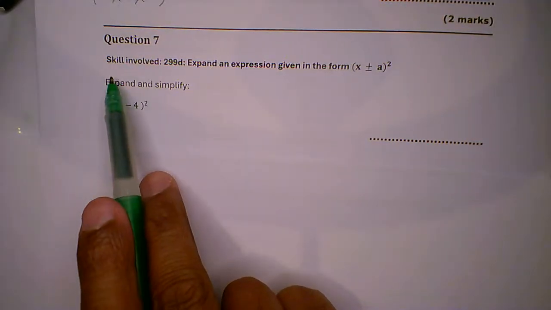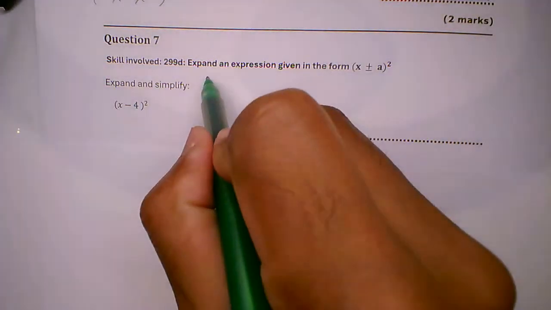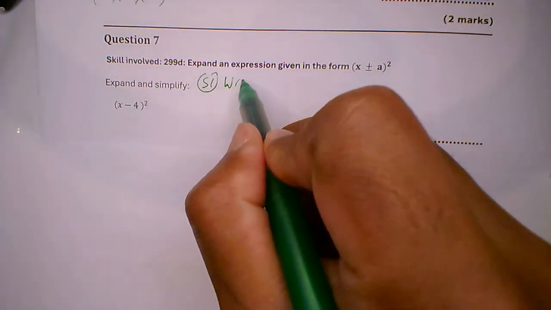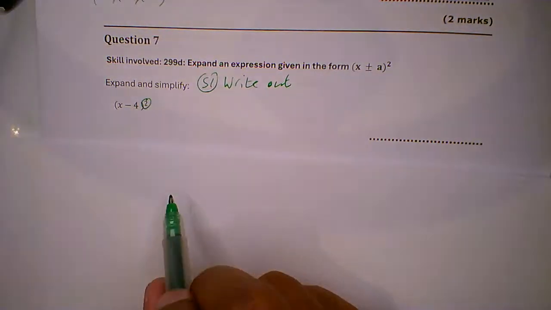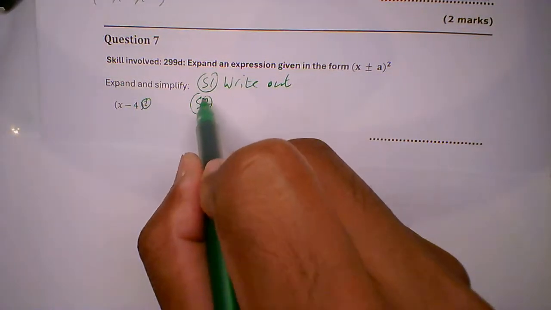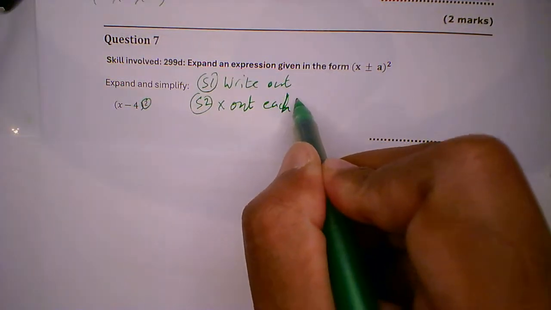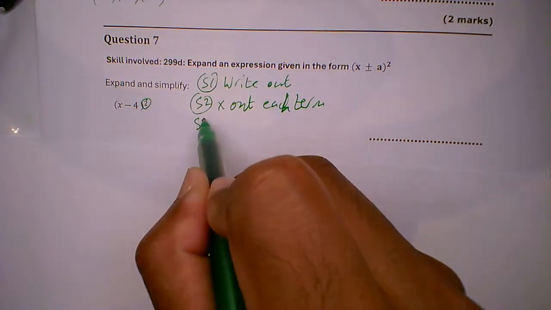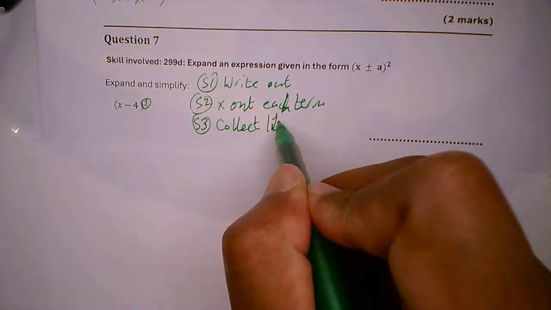Question 7, expand and simplify. So step 1 is, again, similar to before. We're going to write it all out because we've got a squaring, and then we multiply out each term. And then we will collect like terms and simplify.